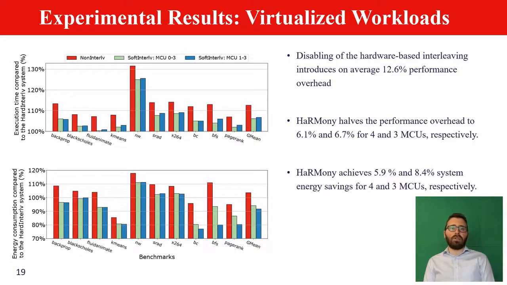Similar to the native execution, virtualized workloads have increased system energy consumption if there is no mitigation of the performance overhead. Eventually, HaRMony can save 5.9% and 8.4% of the system energy for the virtualized workloads for 4 and 3 memory controllers interleaved. Compared to the native execution of the workloads, we observe that interleaving 3 memory controllers is more energy efficient for the specific workloads.